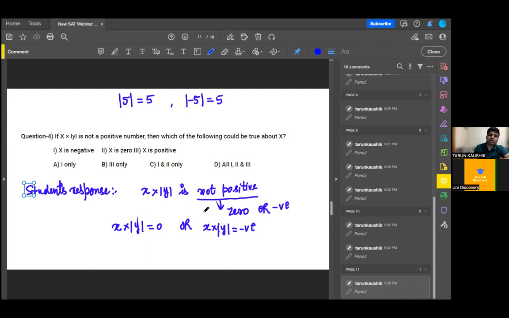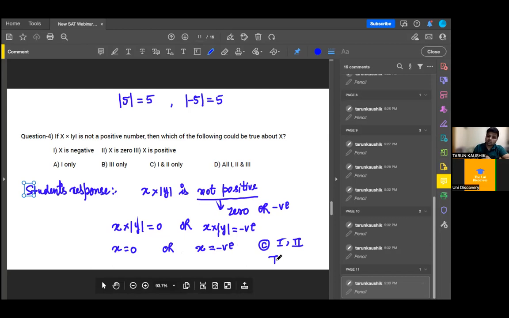Now we have learned in school that the modulus of any number is always positive. So in this case, the only possibility could be x equal to 0, since mod y cannot be negative. That's why x has to be negative. So the possibilities I come up with are x equal to 0 or x negative, and then we mark the answer as 1 and 2 happily, and move on to the next question.